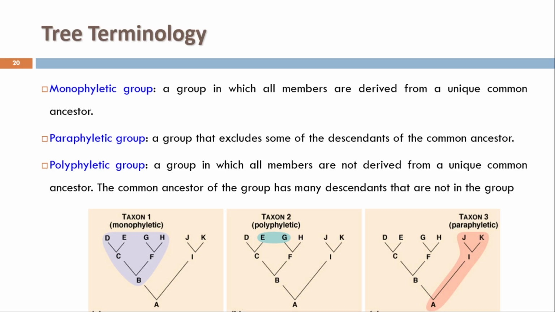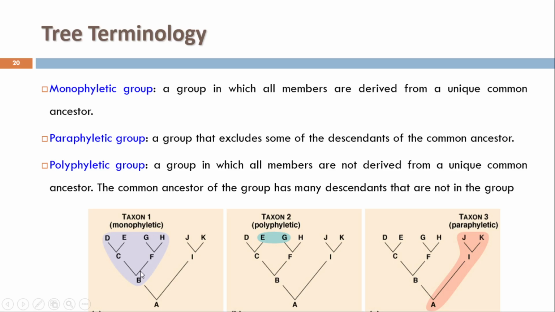There are some other tree terminologies. In trees we use the terms monophyletic, paraphyletic, and polyphyletic group. What are the monophyletic, paraphyletic, and polyphyletic groups? A monophyletic group is a group in which all members are derived from a unique common ancestor. In this particular figure, there is a common ancestor. B is the common ancestor of all D, E, C, G, H, F, and the ancestor and all the descendants are included in this group. So this group is going to be called a monophyletic group.